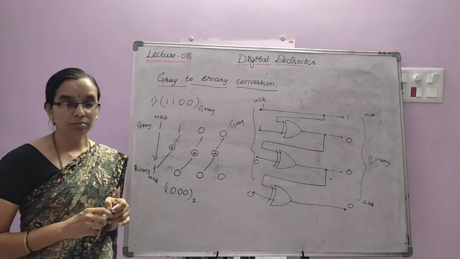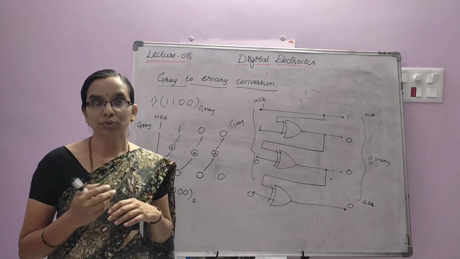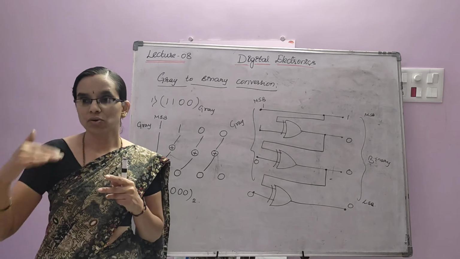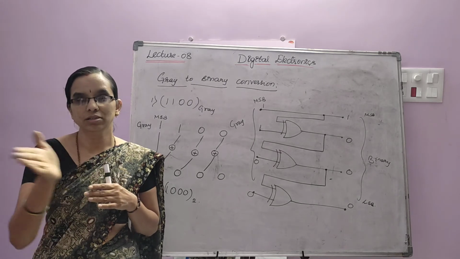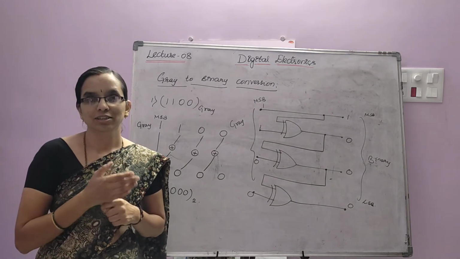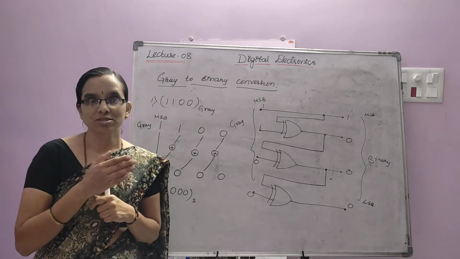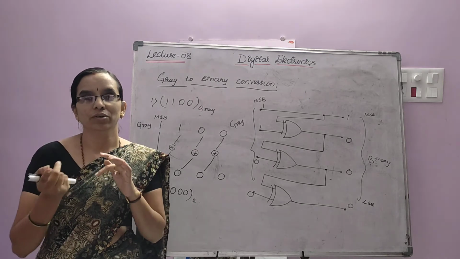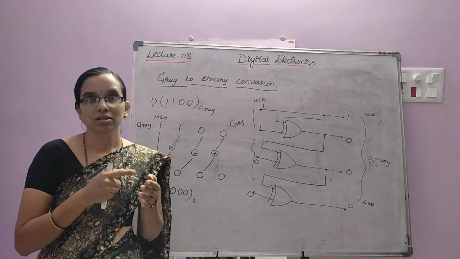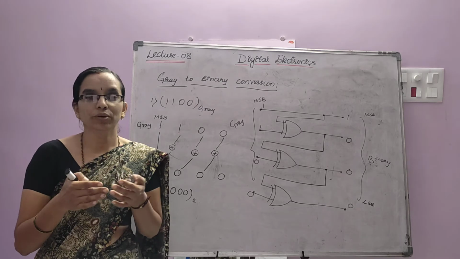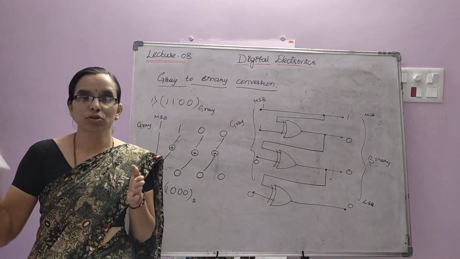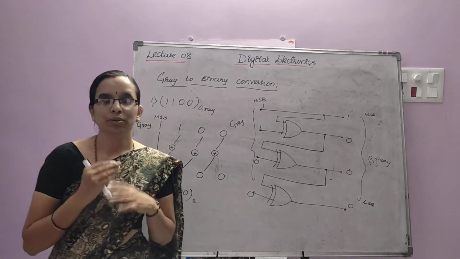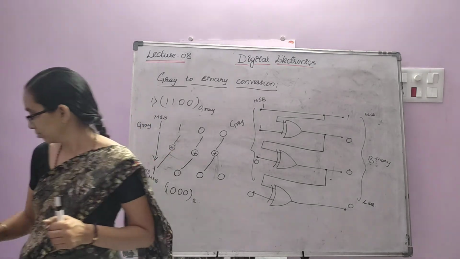So remember how to convert binary to gray. It is a straight process. And gray to binary, it's a cross process. First we learn how to go straight, then we go cross. So remember, binary to gray is a straight XOR operation, whereas gray to binary is a cross. Like that you remember, don't get confused with that.